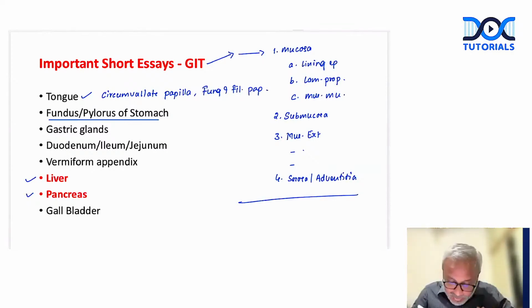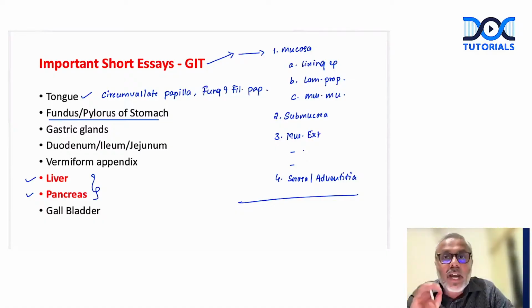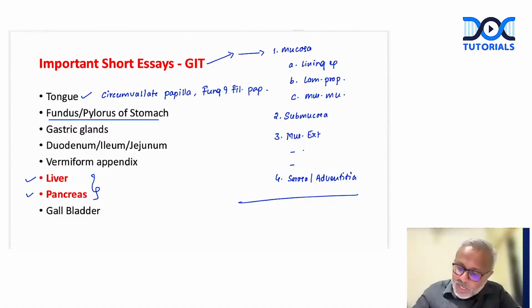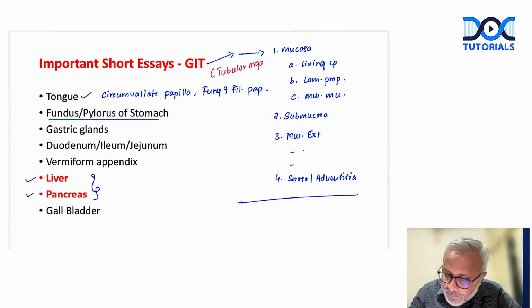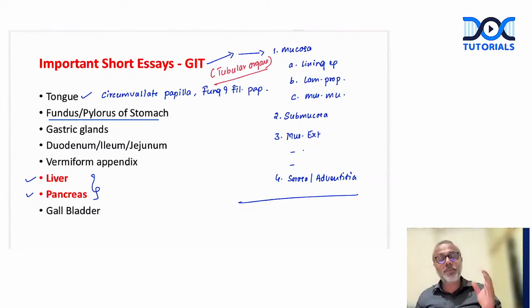This is not applicable to liver and pancreas. Remember, liver and pancreas are glands. They are not tubular structures. So remember, this is the template you will follow for the tubular organs of GIT, starting from esophagus till the vermiform appendix and the colon. This is the template that you should follow, right?